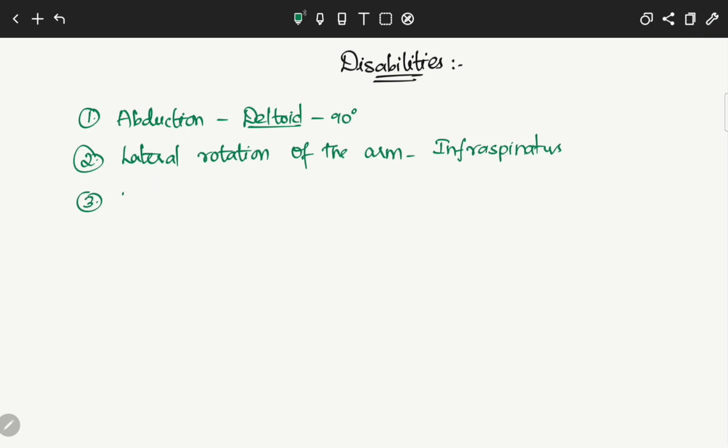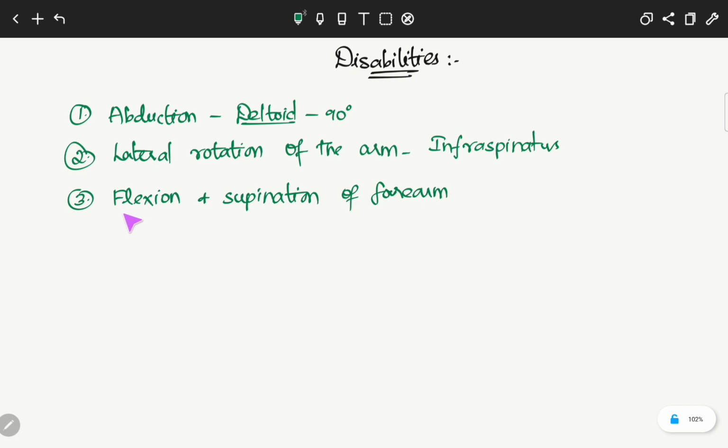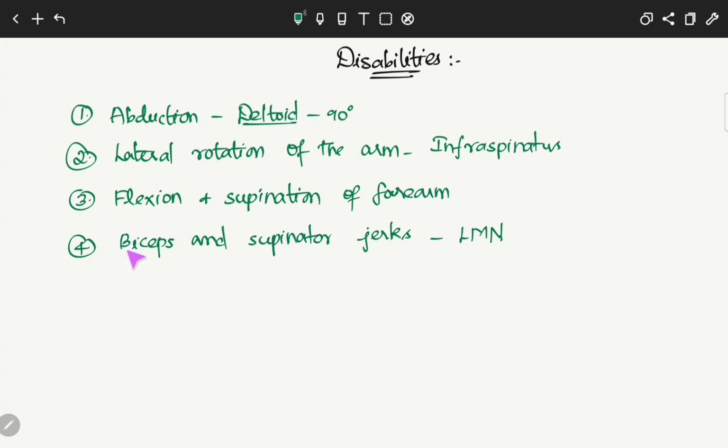Then the third action lost is flexion and supination of the forearm. Since the flexors like the brachialis, brachioradialis and biceps brachii get paralyzed, flexion of the forearm is lost, and the supinator group of muscles also gets partly paralyzed. So supination of the forearm is also lost. The next one is that the biceps and supinator jerks are lost.